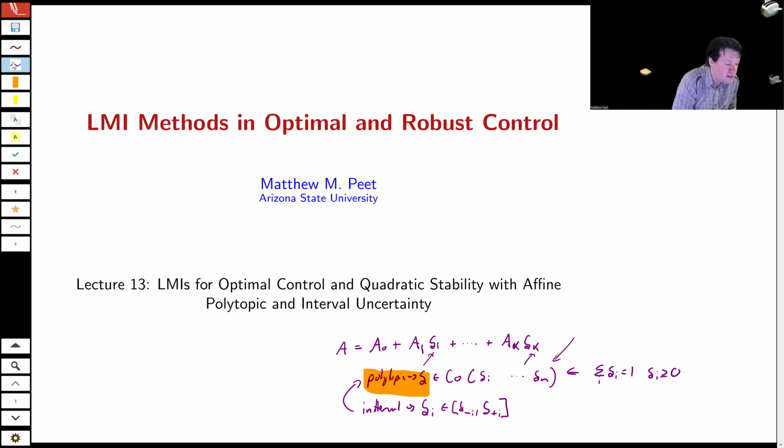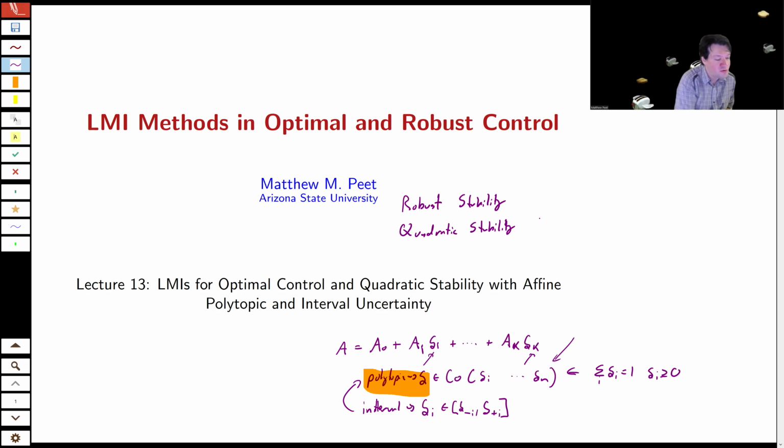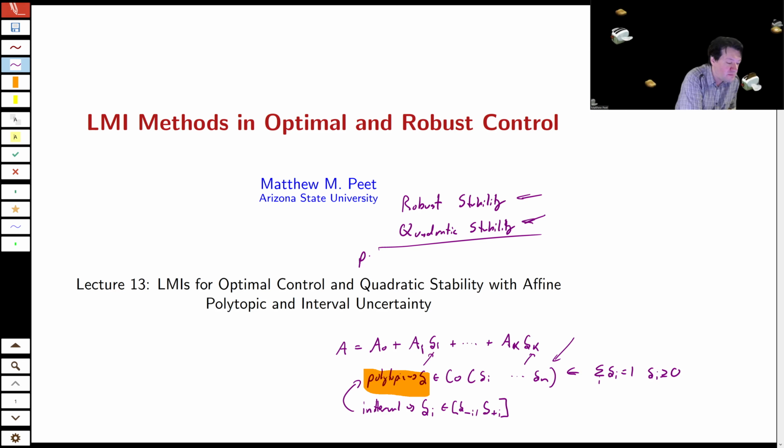The first part will introduce a couple new notions. I hate to say of stability, but they're called stability, so I'll just call them stability. And that's robust stability, and the second is quadratic stability. So in the first part of the lecture, we'll talk about these two notions. And then in the second part, part B, we'll talk about how to enforce them and how to use them to design controllers for these classes of systems, obviously by LMIs.